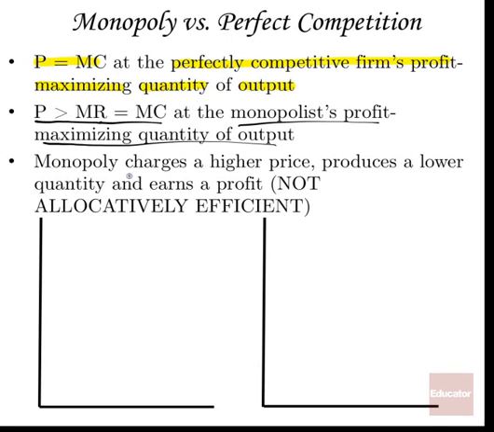So a monopoly charges a higher price, produces a lower quantity, and earns a profit, which are all things that in perfect competition are not going to happen. In perfect competition, there's a lower price, higher output, and there's no economic profit. In other words, a monopoly is not allocatively efficient because it does not produce where the price equals the marginal cost. So let's take a look at a perfectly competitive market versus a monopoly.